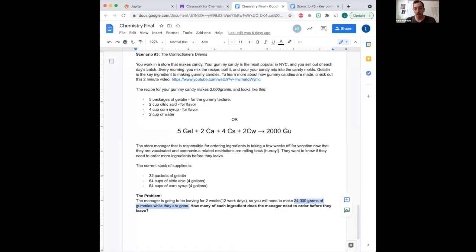Okay? So we have water, we have all the water we need. That's not going to be a limiting factor because we can get it from a sink. But these are going to be limiting reactants. Okay? So what I'm going to do is I'm going to do the calculation for gelatin. So that means that you are still going to have to do the calculations for these two, but you will have this as a reference. So let's remind ourselves, 5 packets of gelatin make 2,000 gummies. So that's the ratio that we are going to be dealing with when we do our calculation for gelatin.